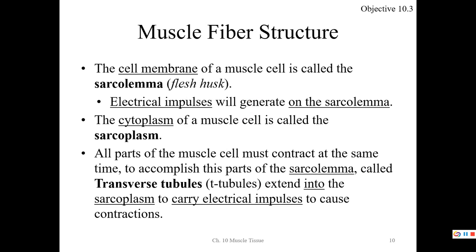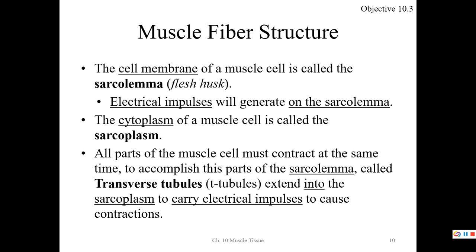Now, if we look at a muscle fiber, what we're going to basically see is that it has a special name for its cell membrane. The cell membrane of a muscle fiber, because we're talking muscle, we call it a sarcolemma, which literally means flesh husk. Sarcolemma. Now, what's important about this is you're going to see the electrical impulses are going to generate on the sarcolemma, and they're going to travel along it. And we're going to see that's very important.